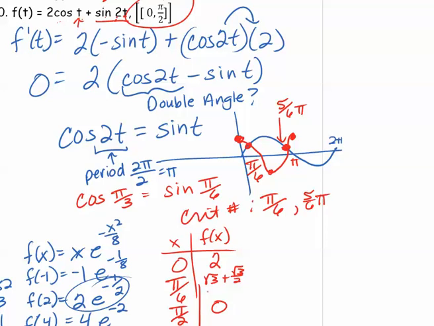All right, so what do we know about this value? Is this value bigger than 2? It sure is, since the square root of 3 is approximately 1.7. So we'd have 1.7 plus approximately 0.85. So this is actually our global maximum. And you could have rounded it off. You didn't have to leave it in that exact form.